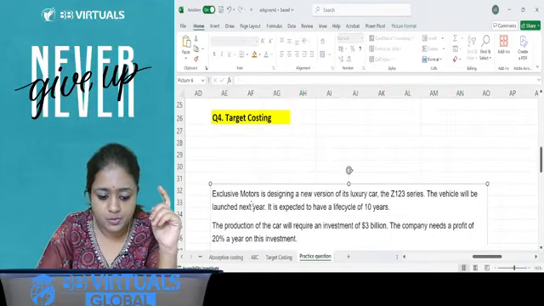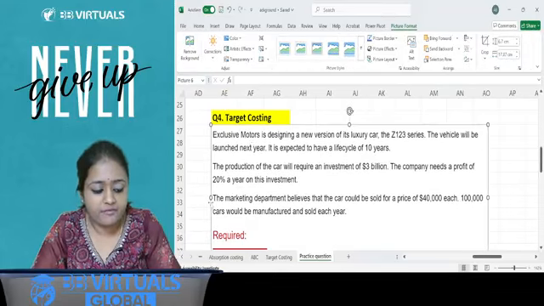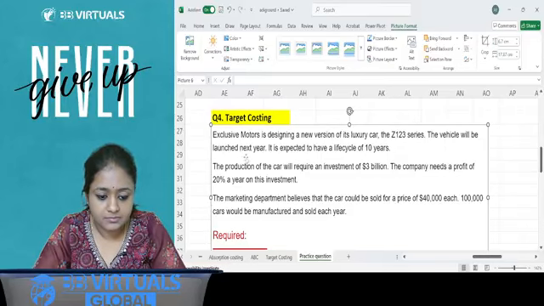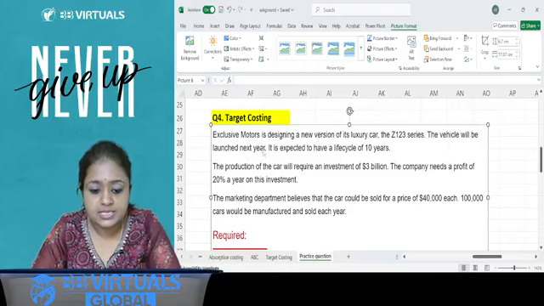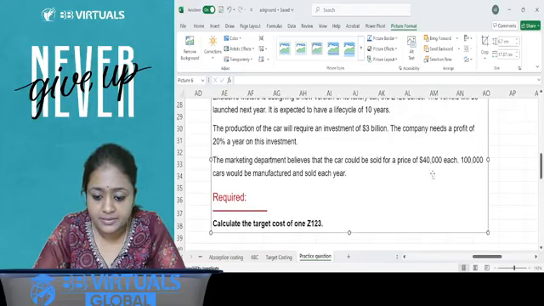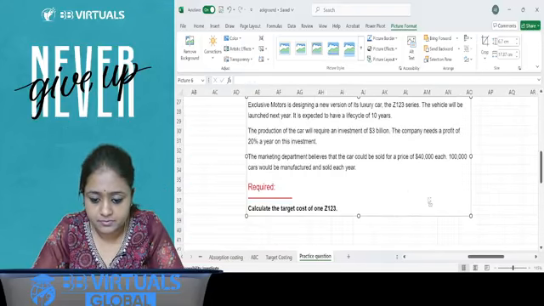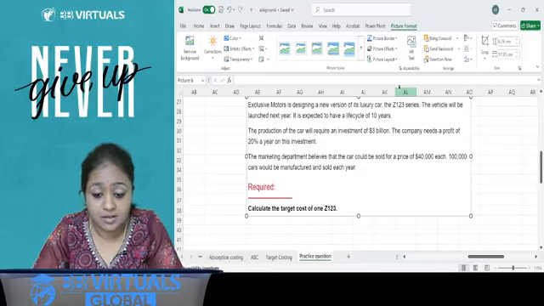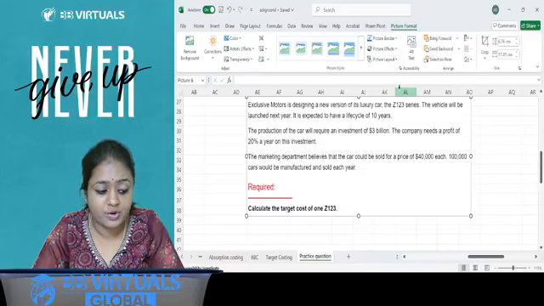Okay, let's do the next one. Again, a very interesting question, which is: Exclusive Motors is designing a new version of its luxury car, the luxury car Z123 series. Very interesting question. Please have a look here.